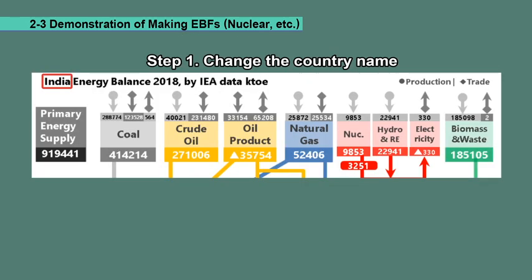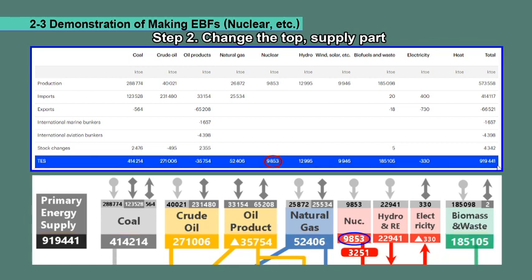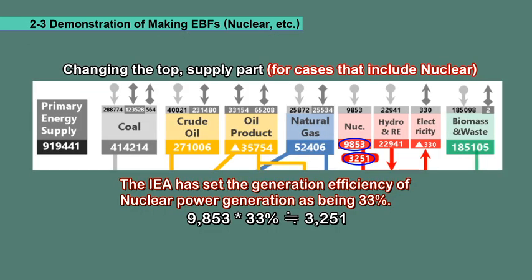First, change the name to India. Enter total values by energy source. There's one point to note. The number here, 9,853, is for total energy supply of nuclear. IEA defines that 33% of this value is converted to electricity. So, the value to be entered as electricity here is 33% of 9,853, or 3,251. Be sure to remember this.